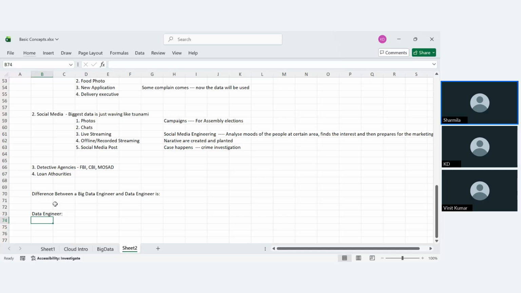Normal flow of data: when we are working with the normal flow of data, the data engineer will come. If it is like a huge amount of data handling, then the big data engineer will.